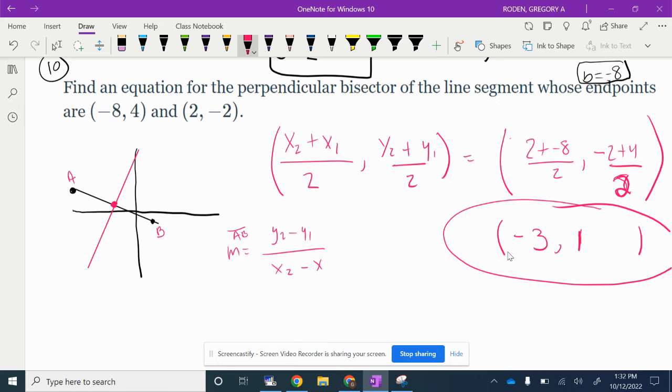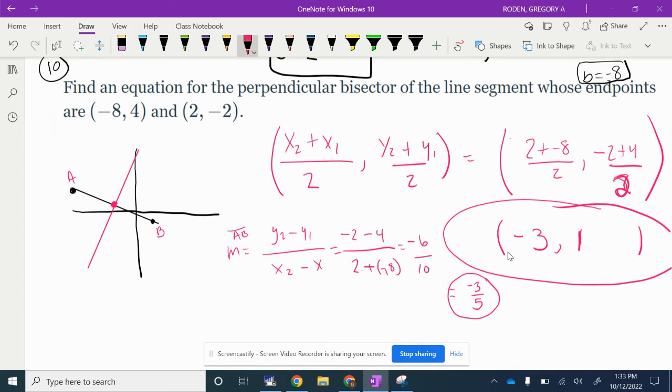Okay, Michael, what's y2? Negative 2. What's y1? 4. What's x2? What's x1? Okay, so what's negative 2 minus 4, Michael? What's 2 minus negative 8? That's going to be 10. If we simplify it, what's that going to be, Michael? Negative 3/5. Okay, that's our slope of AB. You guys understand that?